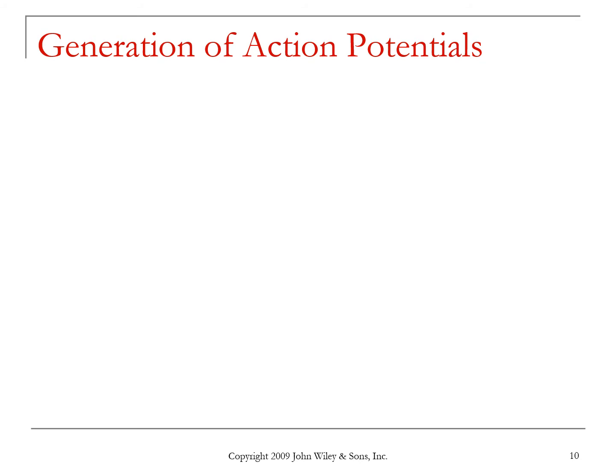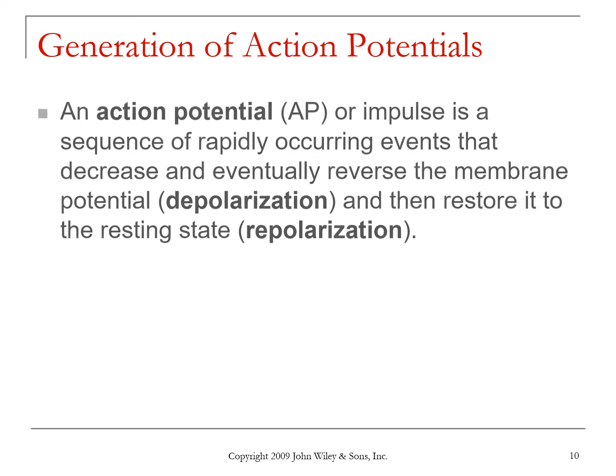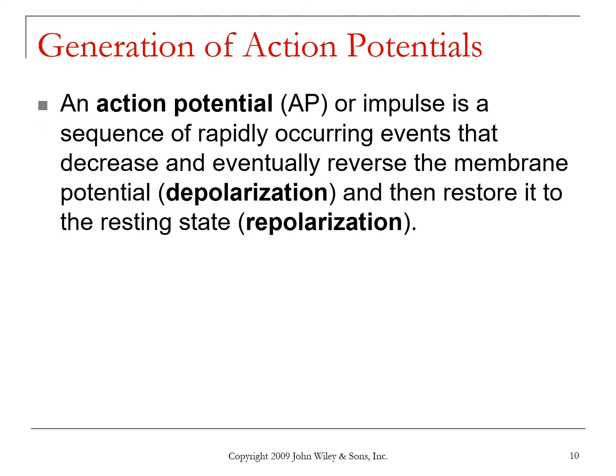Now we're getting to the main event, which is the generation of action potentials. An action potential, or an impulse, is a sequence of rapidly occurring events involving the opening and closing of specific channels that eventually depolarize the membrane and then repolarize it, thereby reversing the membrane potential and creating a blip, if you will, or a change in the voltage that is the electrical impulse.